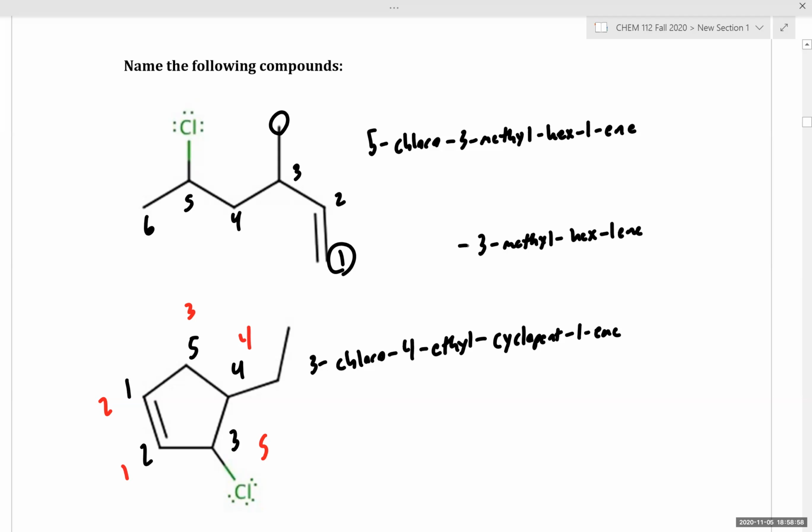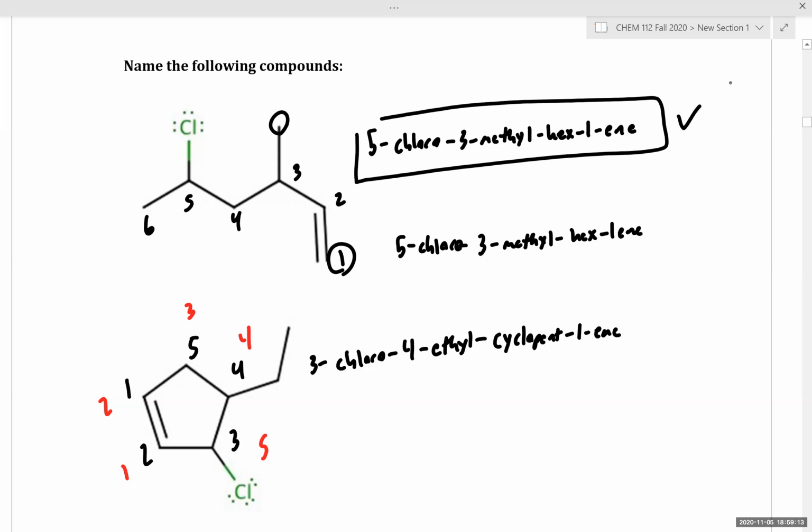And what about our chlorine substituent? What carbon is our chlorine substituent at? It's on carbon 5, so we name it as 5-chloro-3-methyl-hex-1-ene. So the student proposed name is exactly correct.